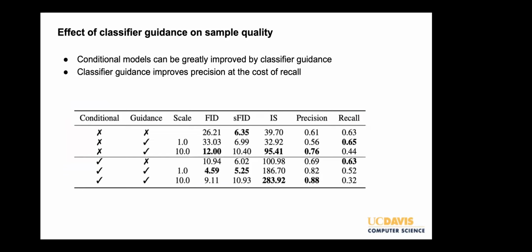So the table regarding the effect of the classifier guidance on sample quality shows that the sample quality of both unconditional and conditional models can be greatly improved by using the classifier guidance. With a high enough scale, the guided unconditional model can get quite close to the FID of the unguided conditional model. So the table shows that the classifier guidance improves the precision at the cost of recall, and thus it introduces a trade-off between sample fidelity and diversity.